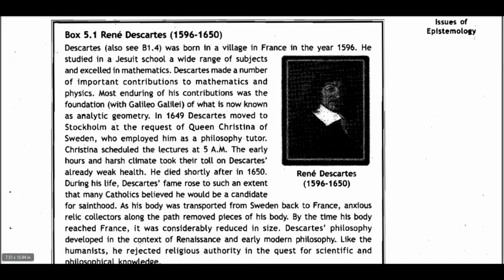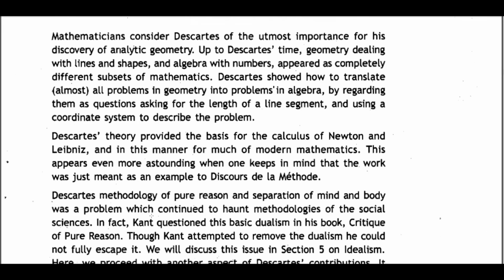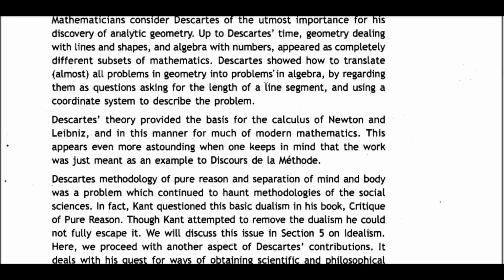Descartes' philosophy developed in the context of Renaissance and early modern philosophy. Like the humanists, he rejected religious authority in the quest for scientific and philosophical knowledge. Mathematicians consider Descartes of the utmost importance for his discovery of analytical geometry. Up to Descartes' time, geometry, dealing with lines and shapes, and algebra, with numbers, appeared as completely different subsets of mathematics. Descartes showed how to translate all problems in geometry into problems in algebra by regarding them as a question asking for the length of a line segment and using a coordinate system to describe the problem.